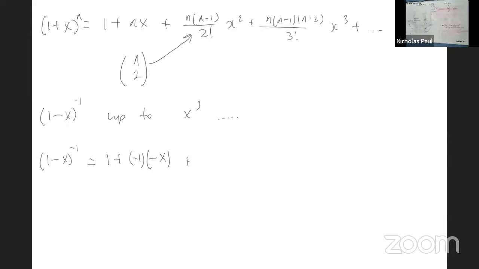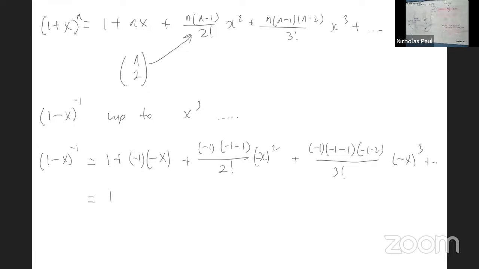So the next one is what? n(n - 1) over 2 factorial, that's (-1)(-2) over 2 factorial by (-x) squared. And the last term will be (-1)(-2)(-3) over 3 factorial by (-x) cubed, plus dot dot dot. So here is 1 plus x. Then what's on top there? That'll be minus 1 by minus 2, so that's positive 2 over 2 factorial, which is 1, x squared.